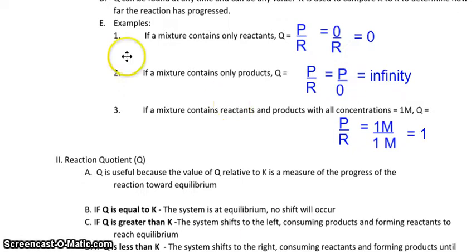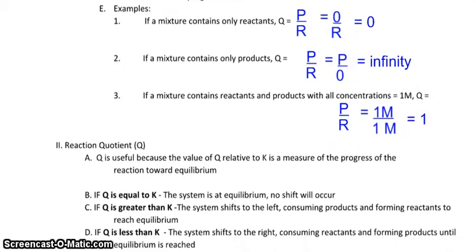Now, this part right here is going to be the really important idea for this entire section. Q is useful because the value of Q relative to K, so you always compare which one's bigger, Q or K, is a measure of the progress of the reaction towards equilibrium. So if Q is equal to K, what does that mean? You're at equilibrium. The reaction is going to stay where it is. It's not going to shift any of your moles from one side to the other. If Q is greater than K, well, what does that mean? The system is going to shift to the left, consuming more products and forming more reactants.